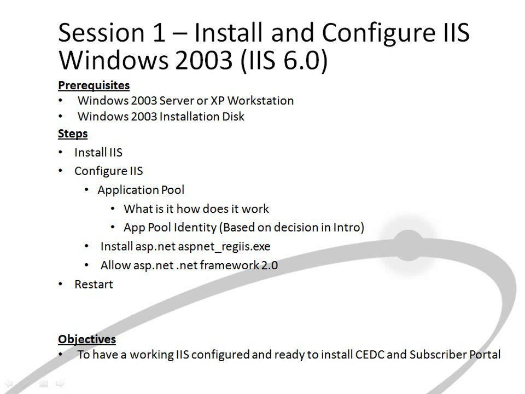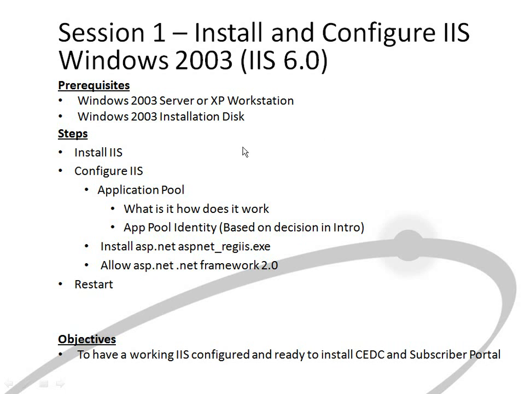This is IIS version 6.0. It runs on Windows 2003 server and also XP. I'll hit a couple topics on XP, how to install it. It's a little bit different. It differs a little from the 2003 installation, and so I'll touch on those. This should be a really quick video.